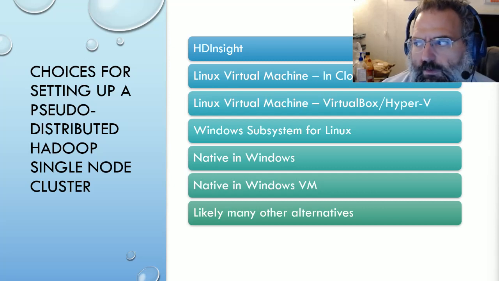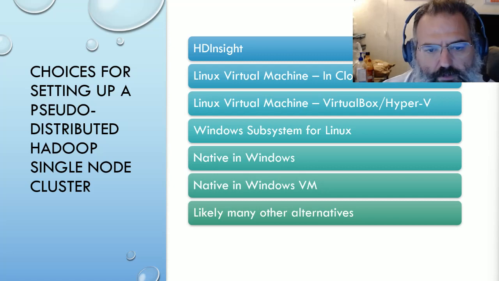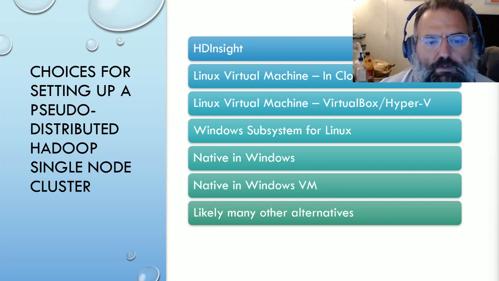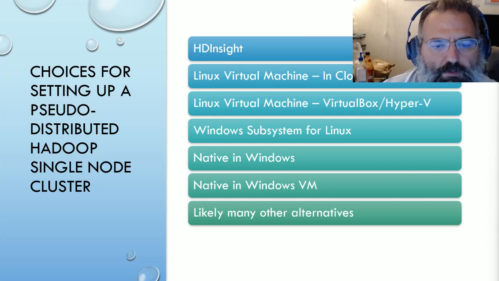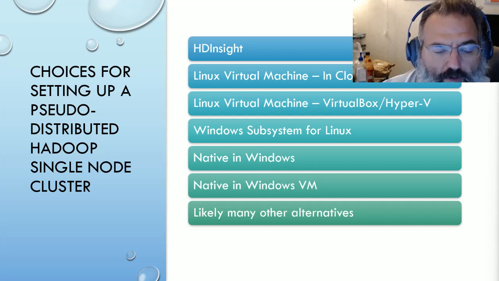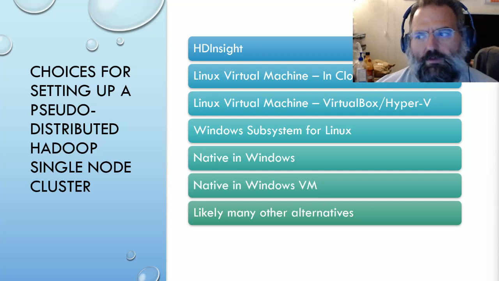One of them, which is what the instructions say, is to use HD Insight. Another is to use a Linux virtual machine in the cloud, or a Linux virtual machine that's running locally on your computer. Or if you're running a Unix-based operating system, you can just install it into your system yourself if you're so inclined. You can also use the Windows Subsystem for Linux, as I showed last week, to do the installation. You could even install it inside of Windows, or inside of a virtual machine of Windows, and there's probably other ways you can do it.